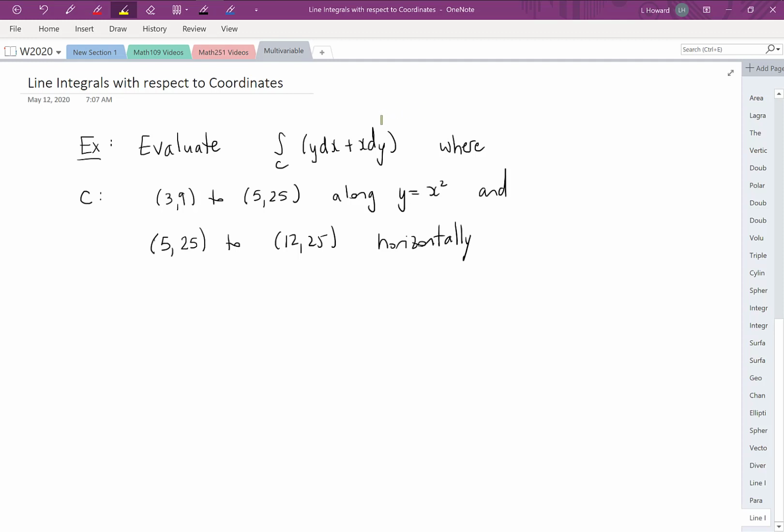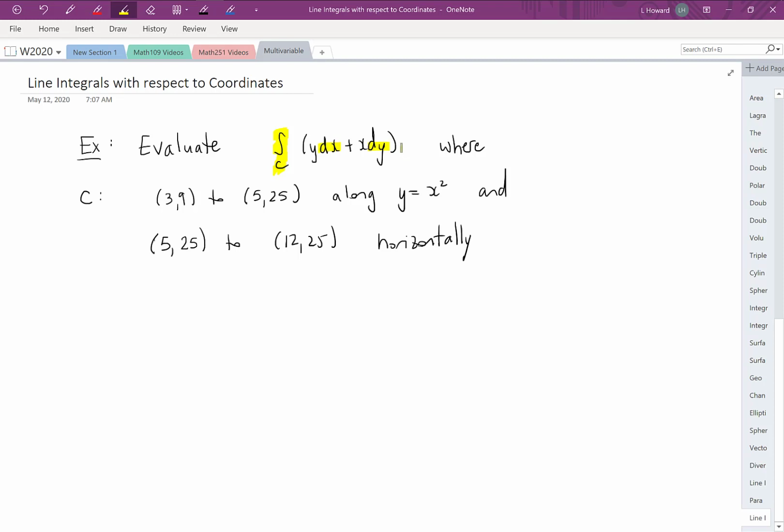In this video, we're going to talk about line integrals with respect to coordinates. So first, let's just talk about this title. When we do an integral along a curve in either 2D or 3D, we call that a line integral. And to say that the line integrals are with respect to coordinates means that the differentials that we see in here are something like dx, dy, or possibly dz.